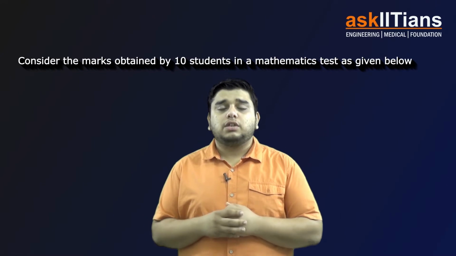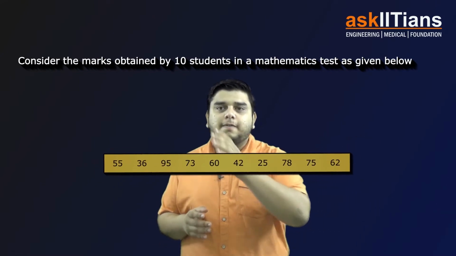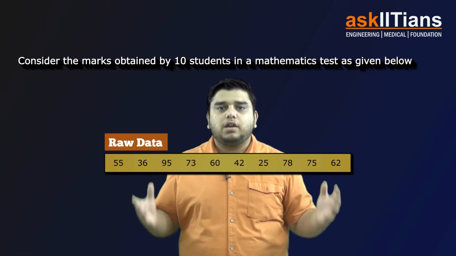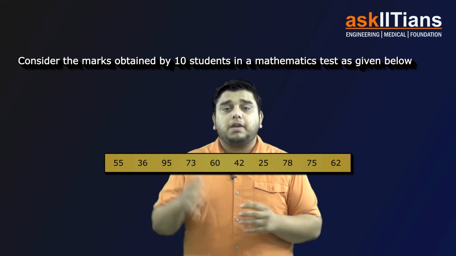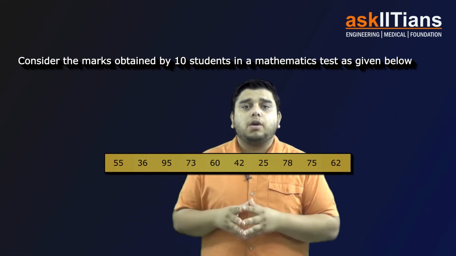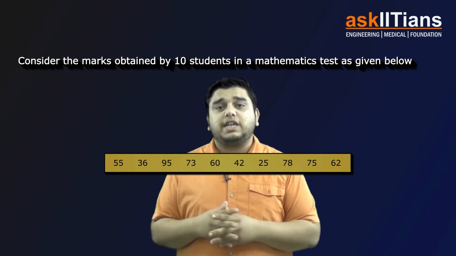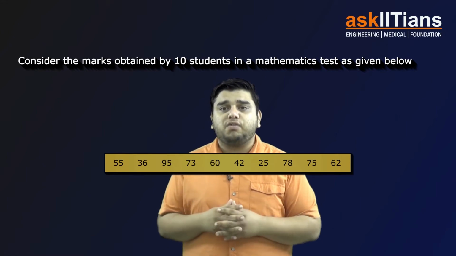So let's say I have marks of 10 students in a mathematics test. So there's the list. So this kind of data, when you see, would be raw data because it has not been processed till now. If you look at this data, can you tell me what are the highest marks a student got or what are the lowest? Obviously it will take you time because the data is still in its raw form.